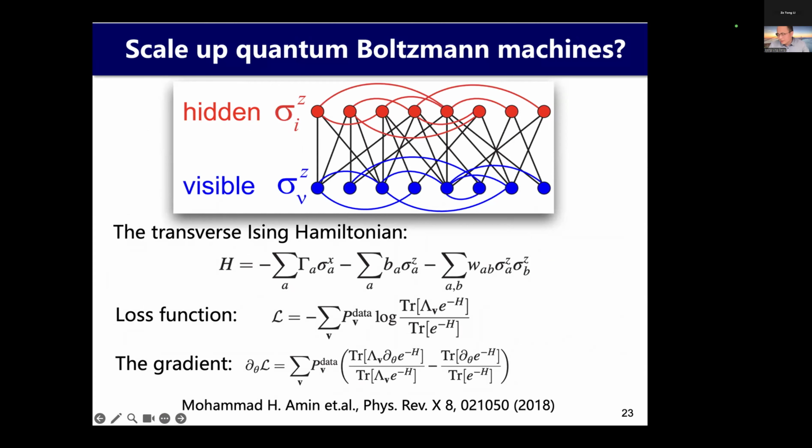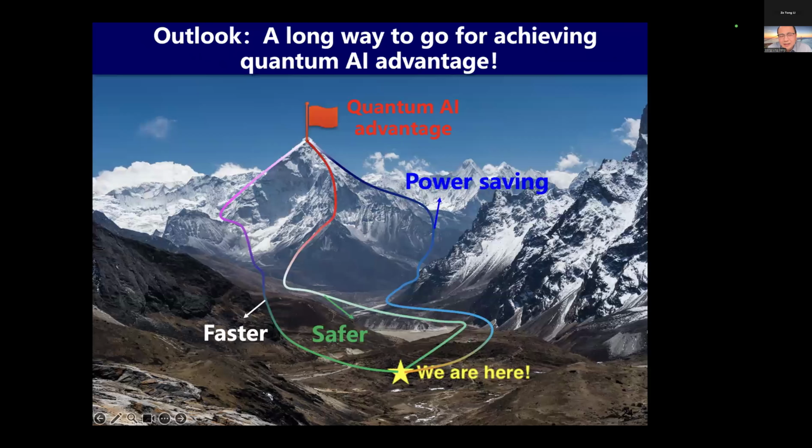Okay, let me give a very brief one-sentence outlook. I think at the current stage, we still have a long way to go for achieving quantum AI advantage. We are still at the bottom of this huge mountain.